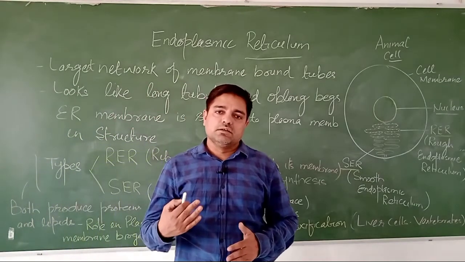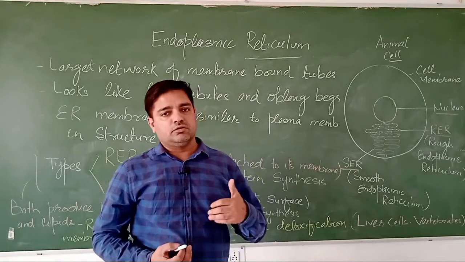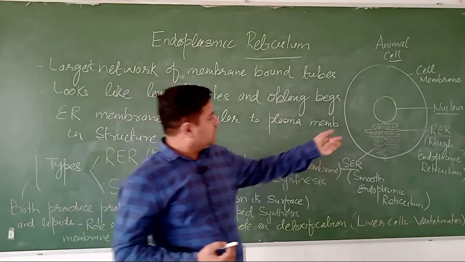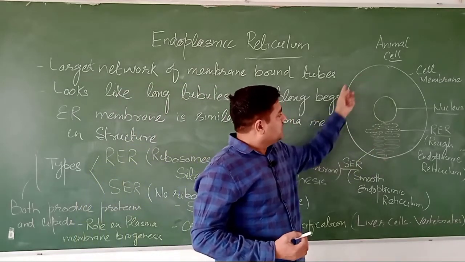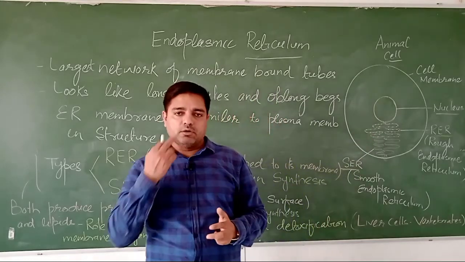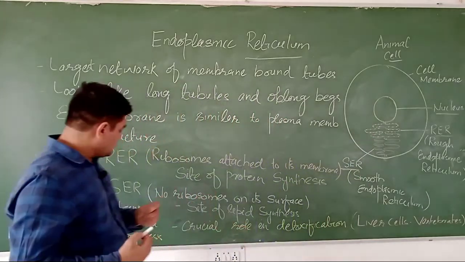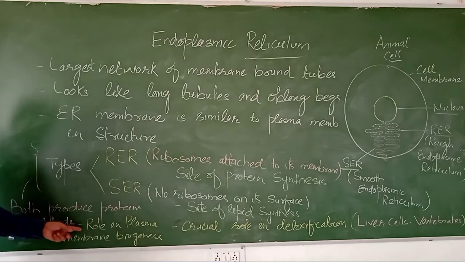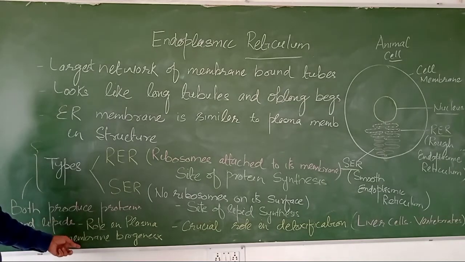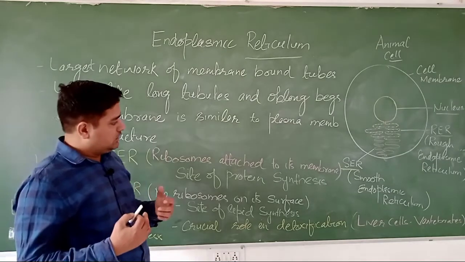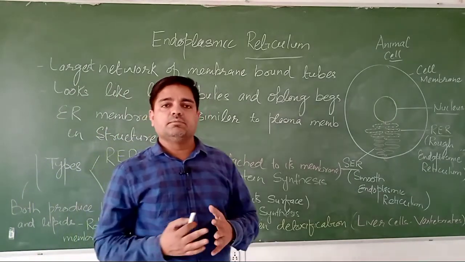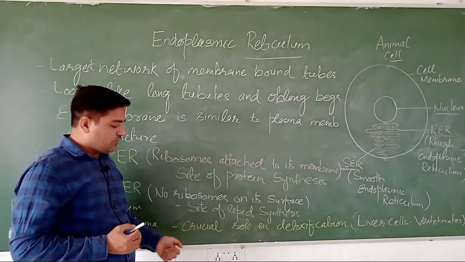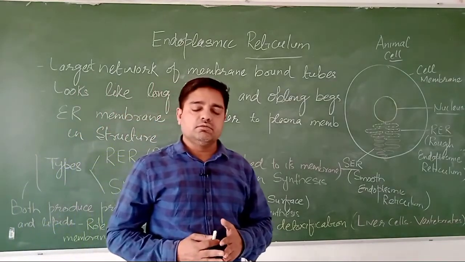Now you can see that one type of endoplasmic reticulum is synthesizing protein, and the second type is synthesizing lipid, and these are the two main components of the cell membrane too. So these endoplasmic reticula are responsible for biogenesis. Both produce proteins and lipids, which are responsible for the biosynthesis of the plasma membrane. The plasma membrane is a very essential component of the cell.